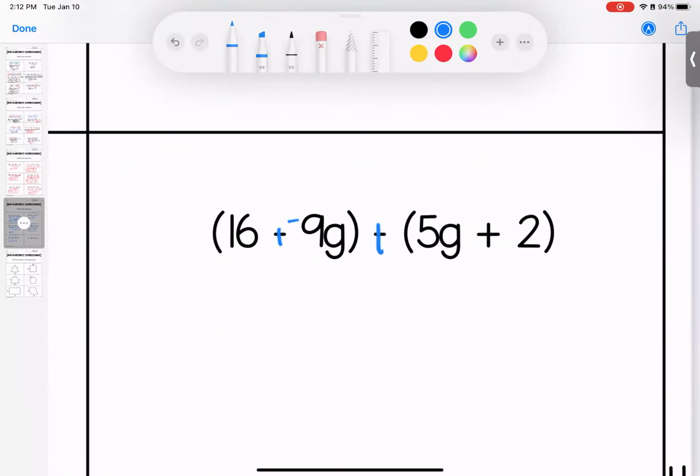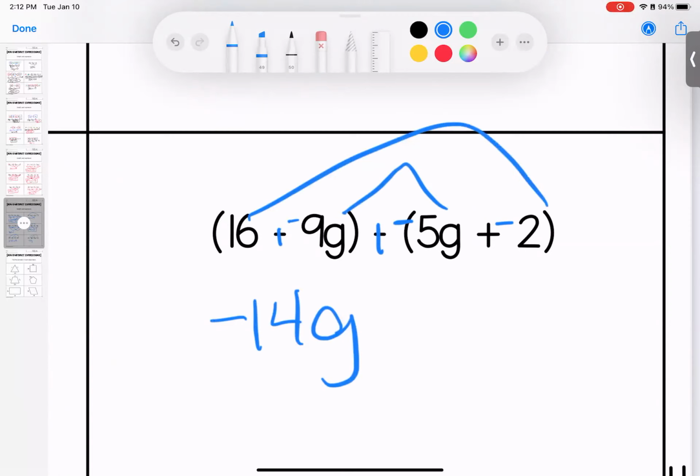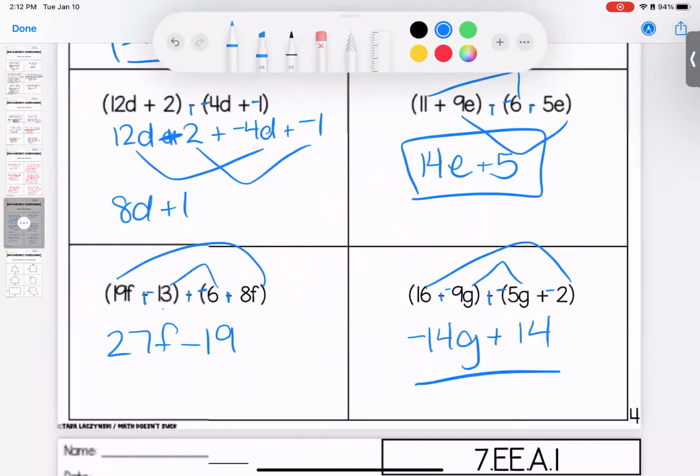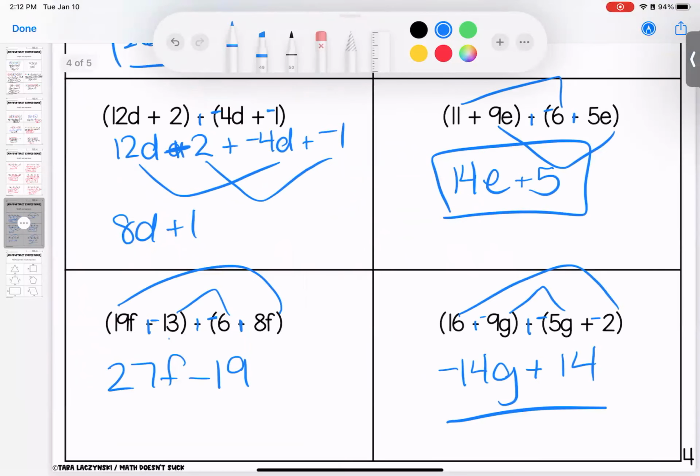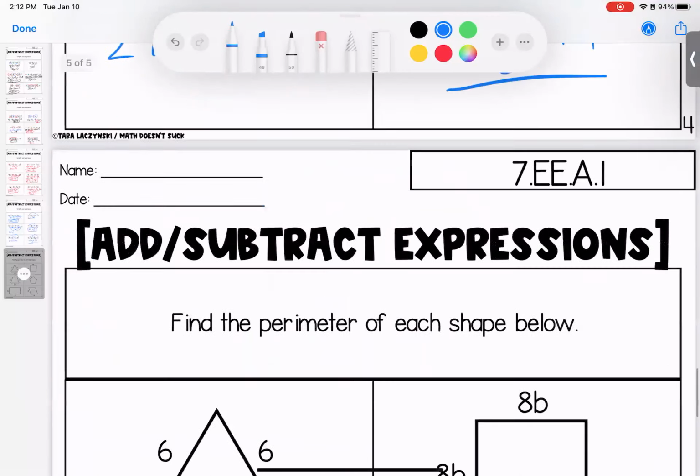Last one, keep, change. Keep, change. Negative 9g, negative 5g gives you negative 14g. 16 minus 2 is 14. Negative 14g plus 14. Any questions? Bring them with you to class.